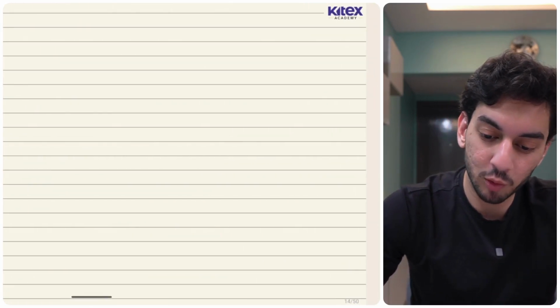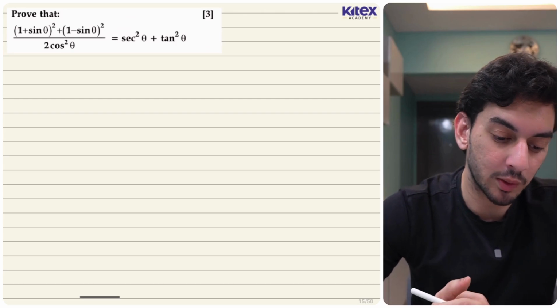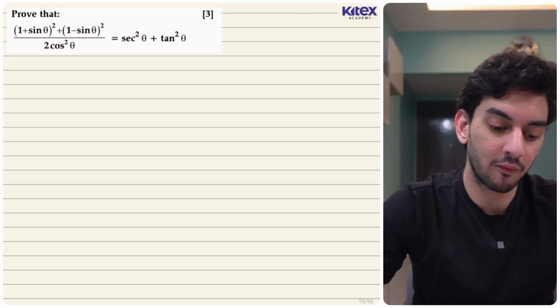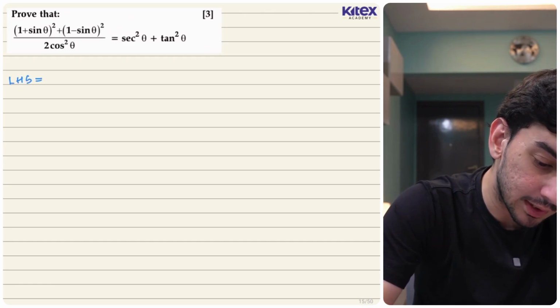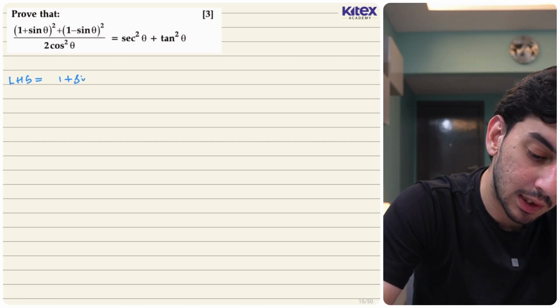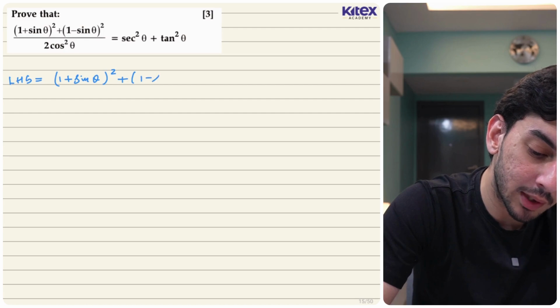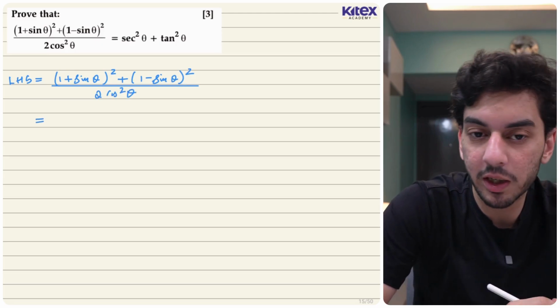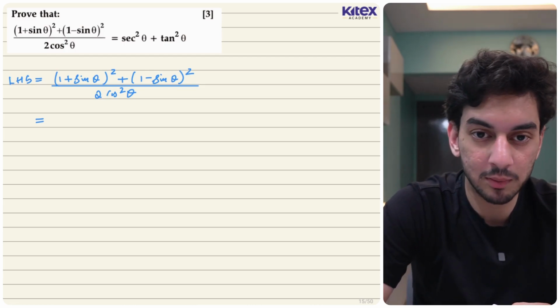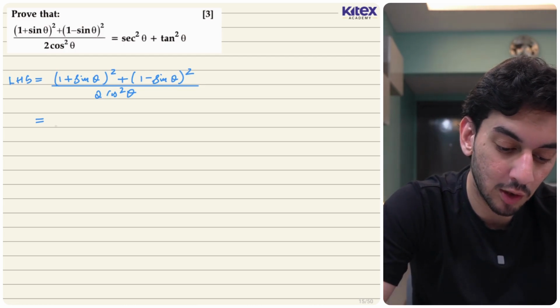Okay, let us move ahead to the next question, which is this one. Prove that this equals to that. Okay, very easy. Let us start with the left hand side. So the LHS is 1 plus sine theta all squared plus 1 minus sine theta all squared, all of that divided by 2 cos square theta. We know the identity a plus b the whole square and a minus b the whole square. We need to apply those identities in the numerator.